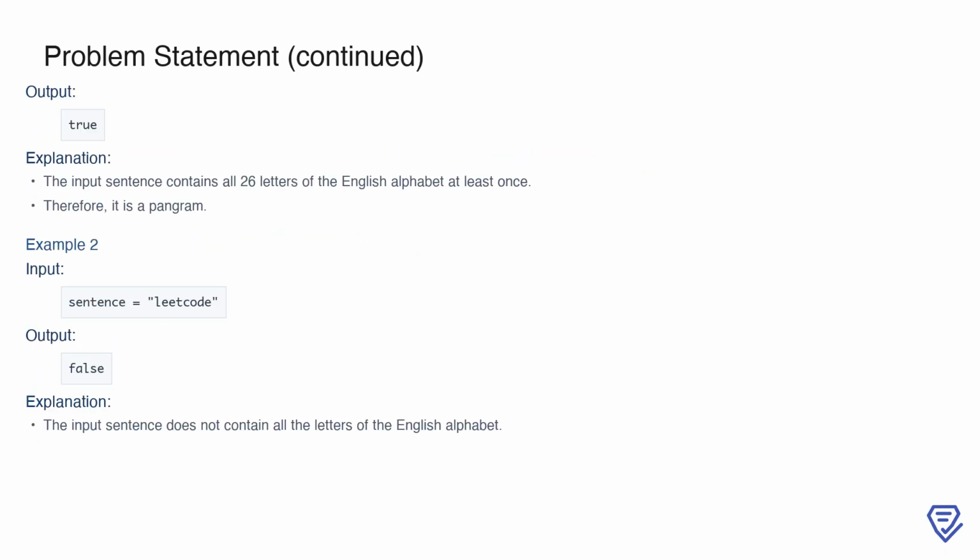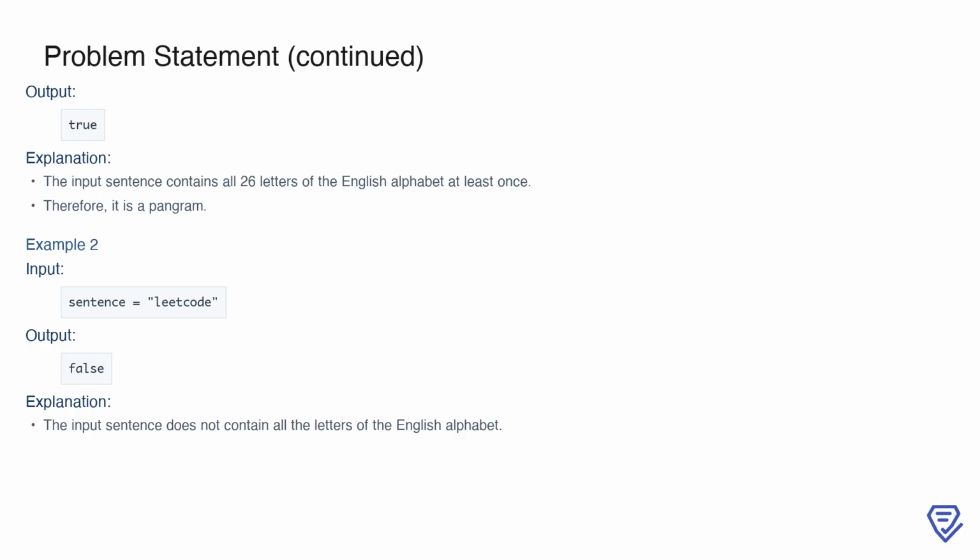Let's look at the first example. The input string is "The quick brown fox jumps over the lazy dog." When we examine this sentence, we see that it contains every single letter of the English alphabet, from A to Z, at least once. Because no letters are missing, this sentence qualifies as a pangram. The output is true in this case.